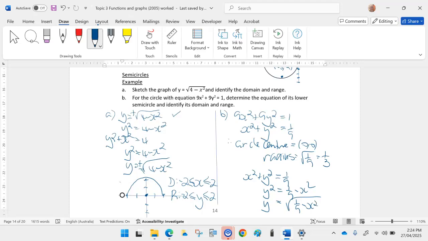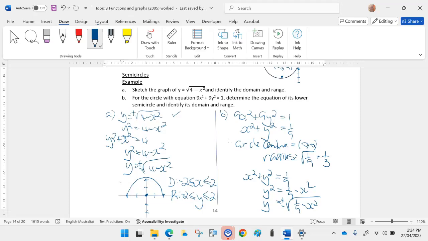This time, when we find the square root of something, we have to realize that we would have plus and minus versions. Now the plus version of the square root of 1/9 minus x squared represents one semicircle of my circle, and the minus version represents the other semicircle. The plus version represents the semicircle that would be above the x-axis, where y would be positive. The minus would be below the x-axis, where y would be negative.